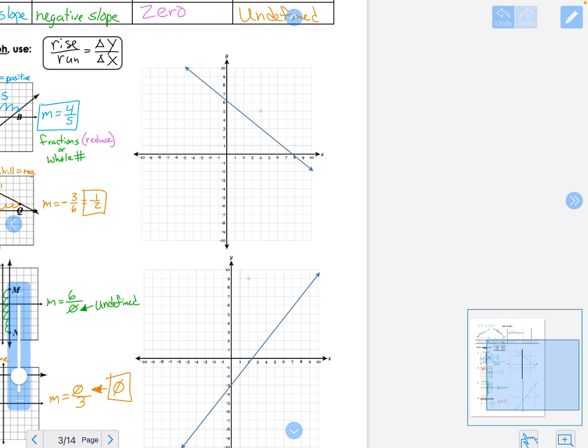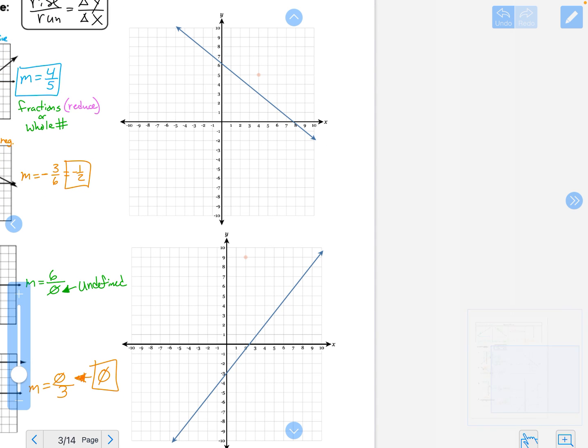I want you to do these 2 graphs on your own, and I want you to check them with the completed class notes.